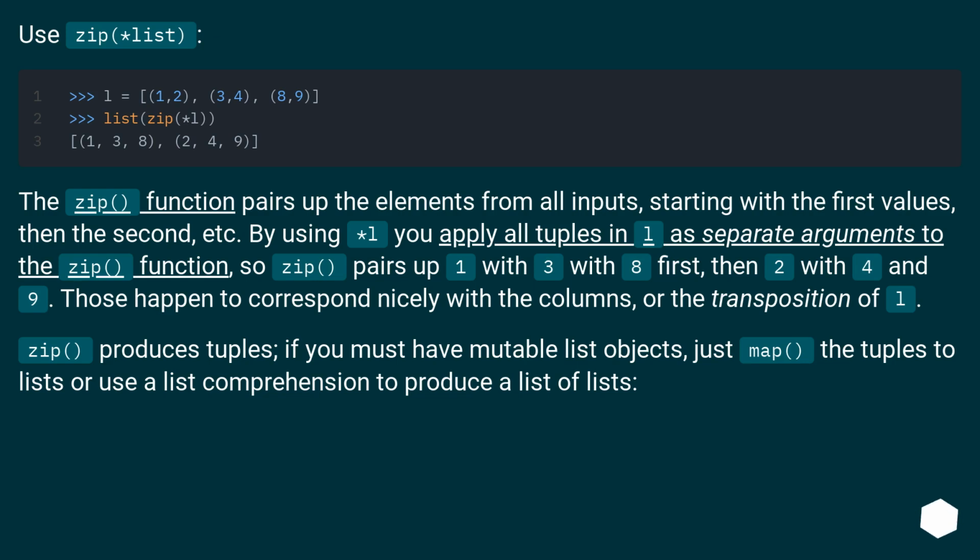So zip pairs up 1 with 3 with 8 first, then 2 with 4 and 9. Those happen to correspond nicely with the columns, or the transposition of L. Zip produces tuples. If you must have mutable list objects, just map the tuples to lists or use a list comprehension to produce a list of lists.